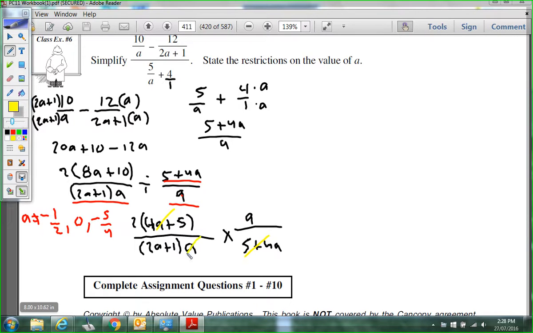Okay, we have an a and an a. So our final answer, using green for answers, aren't I? 2 over 2a plus 1 is your solution. Okay, that's our solution. Here's our non-permissibles.